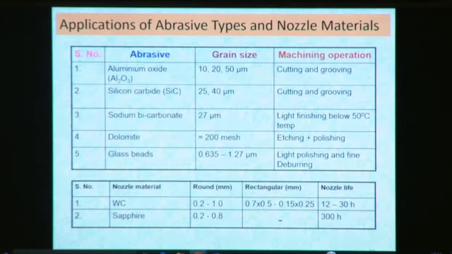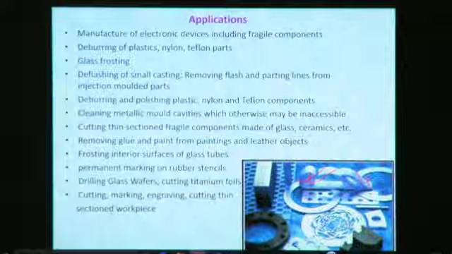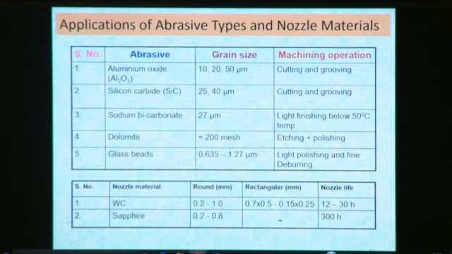Frosting of interior surface of glass tubes, permanent marking on rubber stencils can be done by this abrasive jet machining. On a rubber workpiece, you can make a permanent marking, or you can write something on it by using the abrasive jet machine. Using less pressure, drilling on glass wafer, cutting of titanium foils, engraving, cutting thin section workpieces can be done by this abrasive jet machining process.